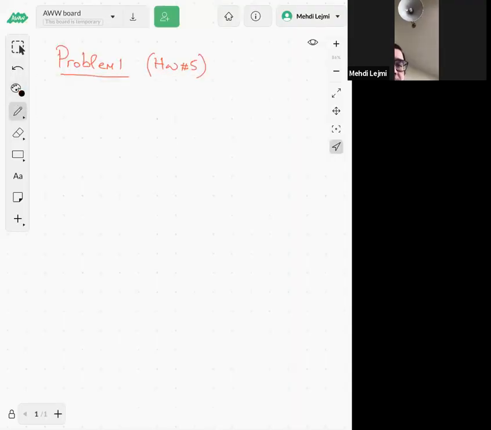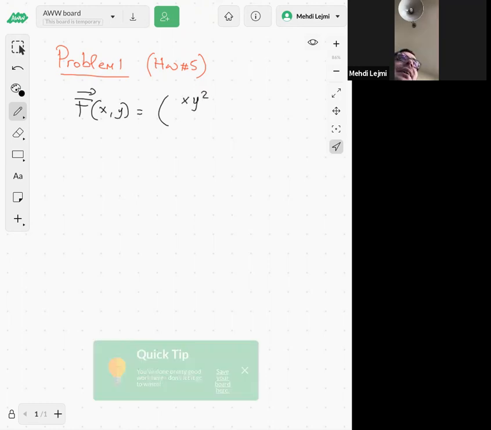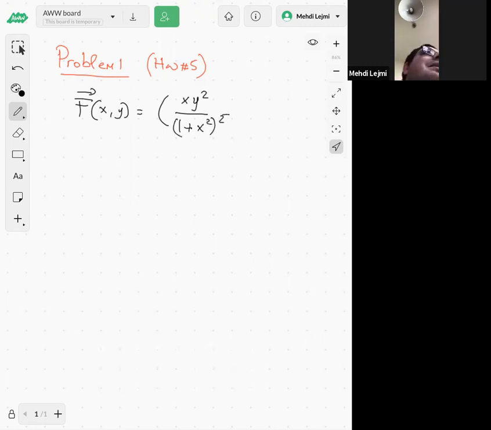I'm recording now. All right, so I guess you're talking about this vector field here, which is x y squared over 1 plus x squared, and then x squared y over 1 plus x squared, right? So you have to determine whether the given vector field is conservative.